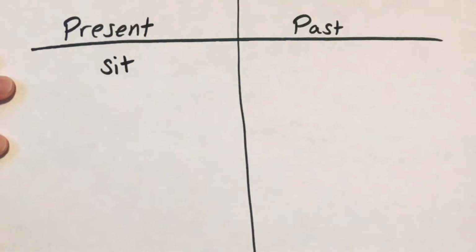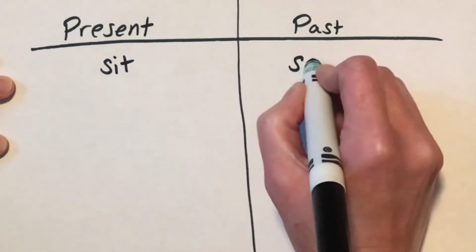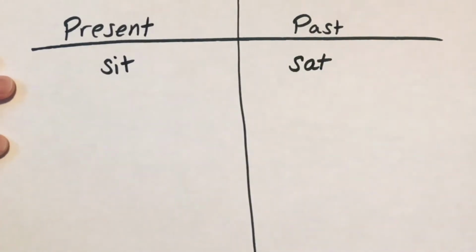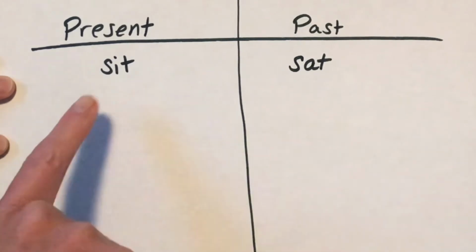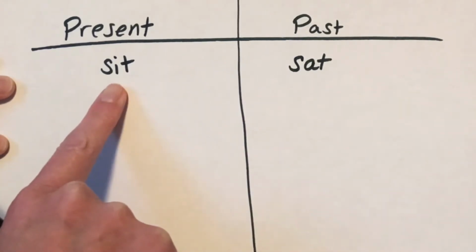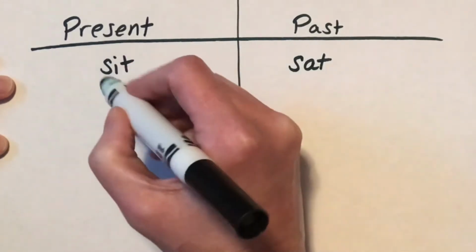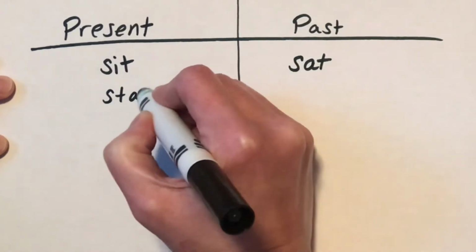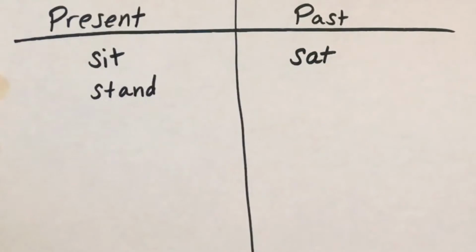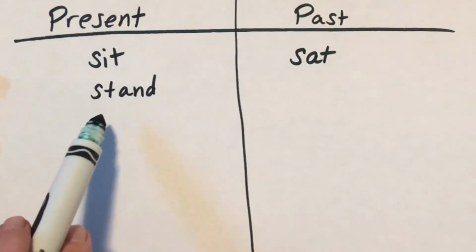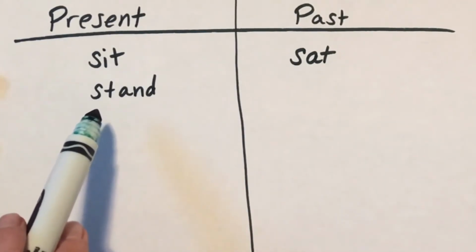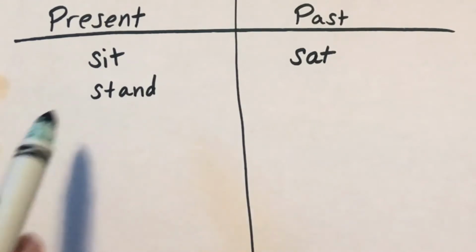The children sit. If I wanted to put that verb into the past tense, I wouldn't say the children sitted. Sitted is not a real word. What I would say is that the children sat, because sat is the irregular past tense of the verb sit. At some point, the children might like to stand. If I wanted to put the verb stand into the past tense, I wouldn't say standed, I would say stood.